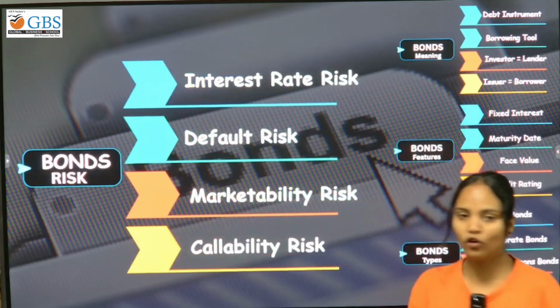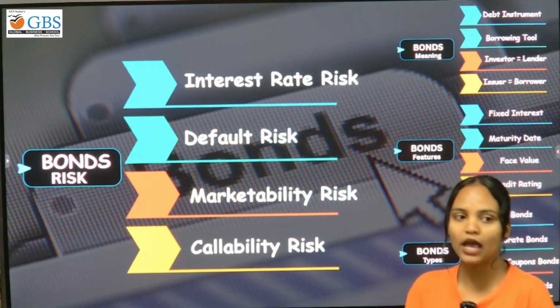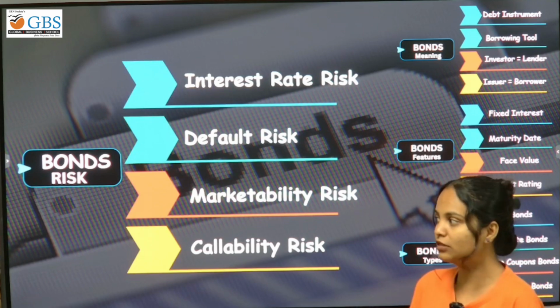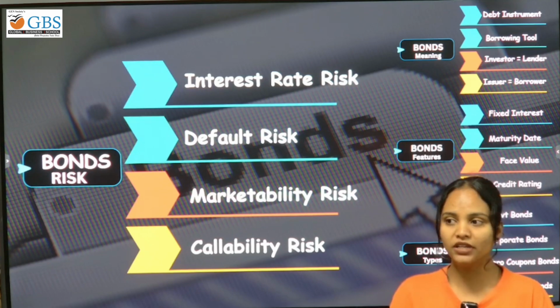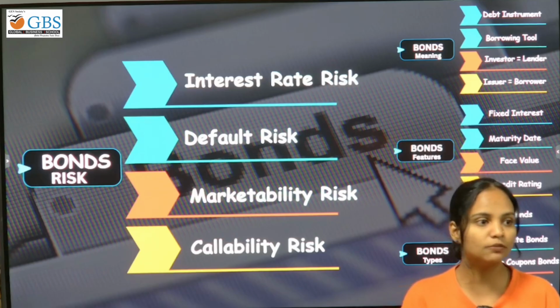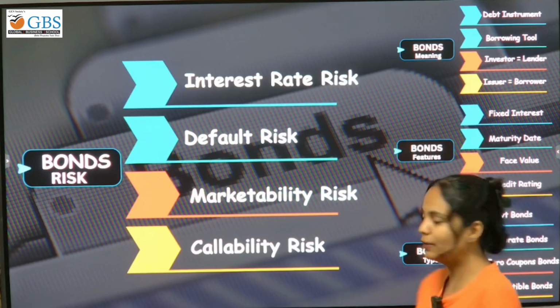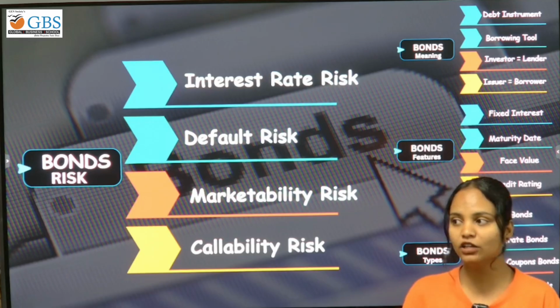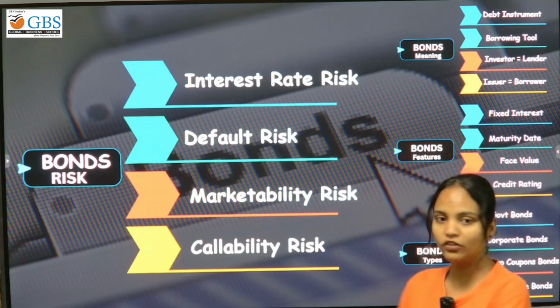And next comes the bond risk. The first one is interest rate risk. This usually happens because of the inflation going on in the market. And the default risk, where the companies fail to pay the principal amount to the investors or the public. And comes the marketability risk, where in the market the buyers become fewer. And comes the callability risk.